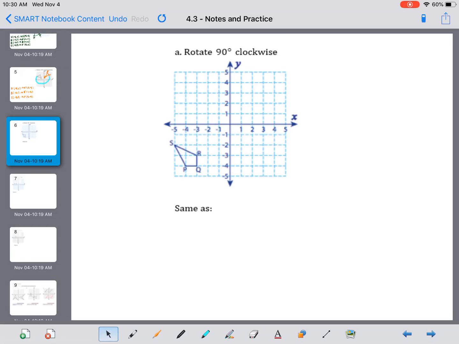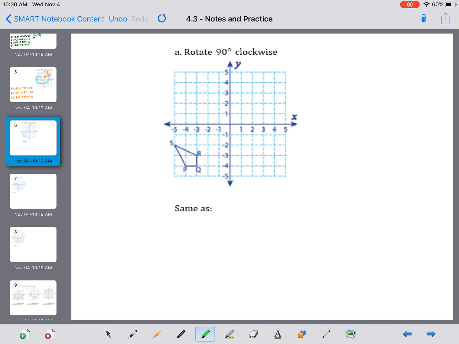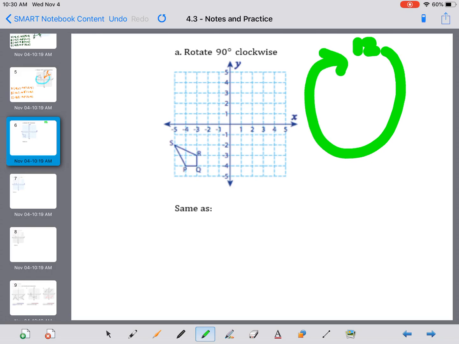So we look at example 2 on the back. We're going to deal with clockwise rotations. If we look at a clockwise rotation, think the direction a clock goes. So if this is 12 o'clock, the time goes this way, right? So that is clockwise, okay?